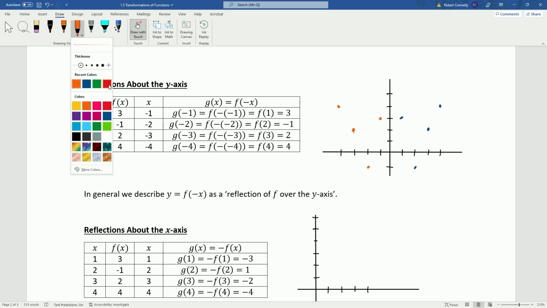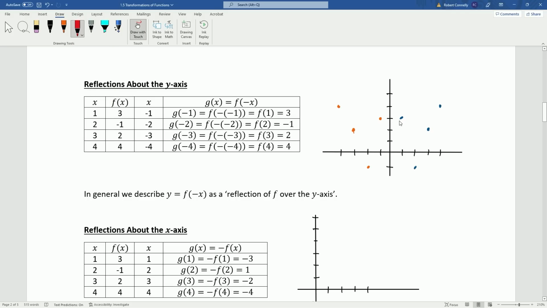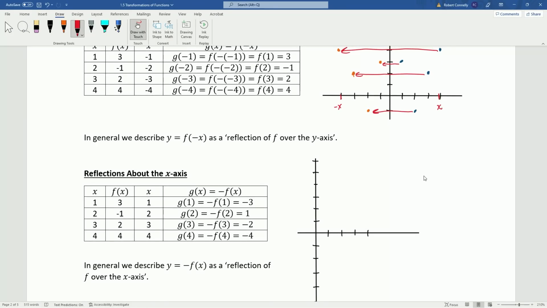Okay, so what do we see here? Well, we see that all of our points on our graph are flipping from positive x values to negative x values. So it does exactly what we said, which is it reflects these points about the y-axis, giving you a mirror image over the y-axis. So in general, we describe y equals f of -x as a reflection of f over the y-axis.